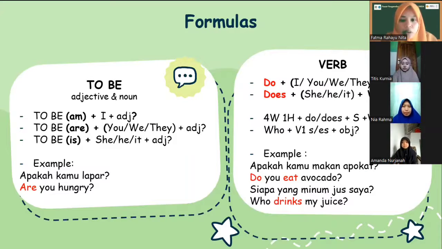For WH questions, we use do or does plus subject plus verb 1. But when we use who, the formula is who plus verb 1 with S or ES plus object. So for example, apakah kamu makan avokat? Do you eat avocado? And for siapa yang minum jus saya, who drinks? So for drinks, we put S: who drinks my juice.